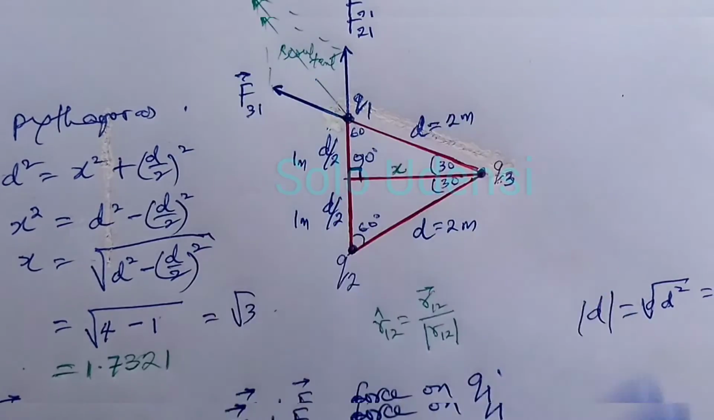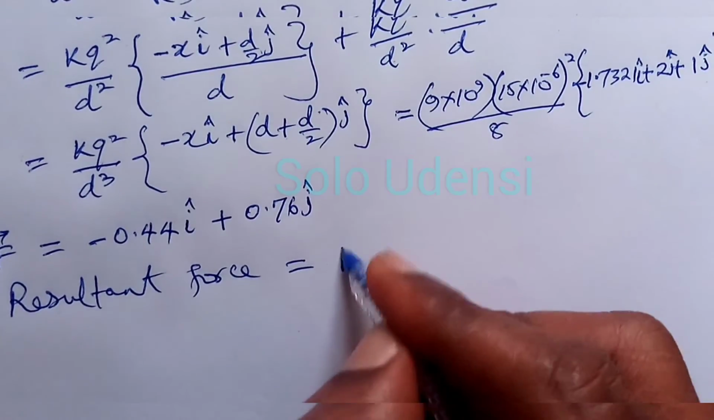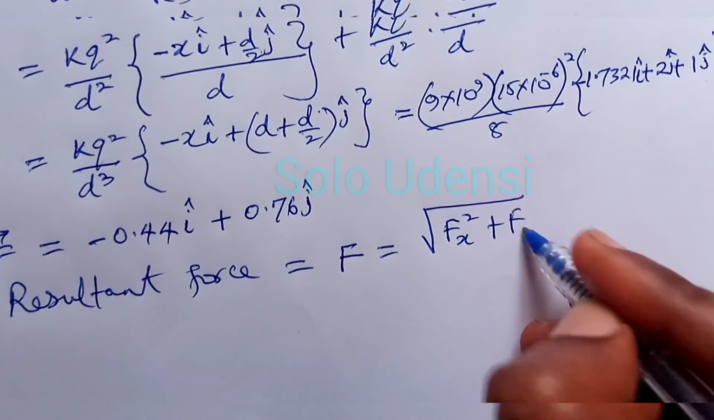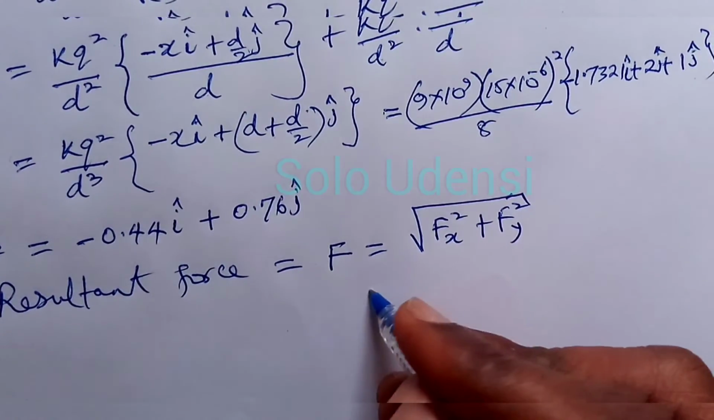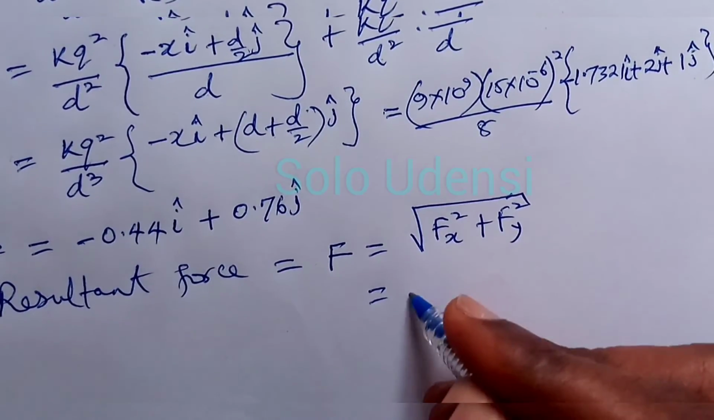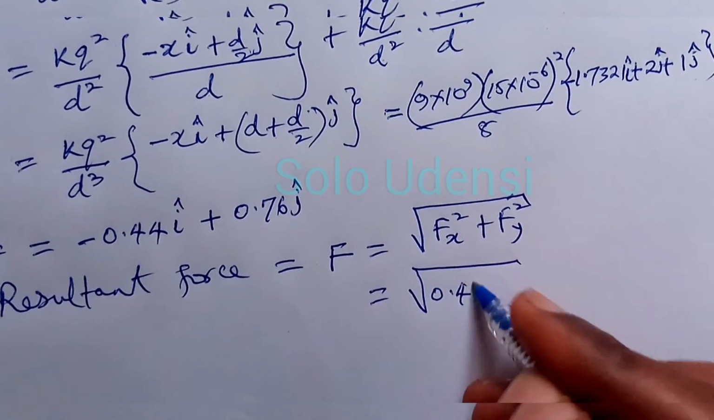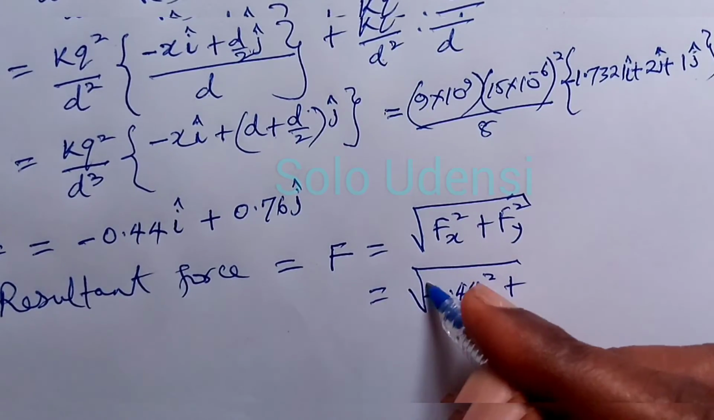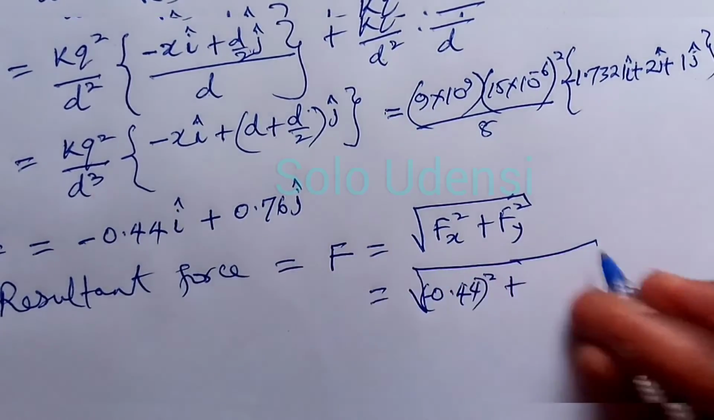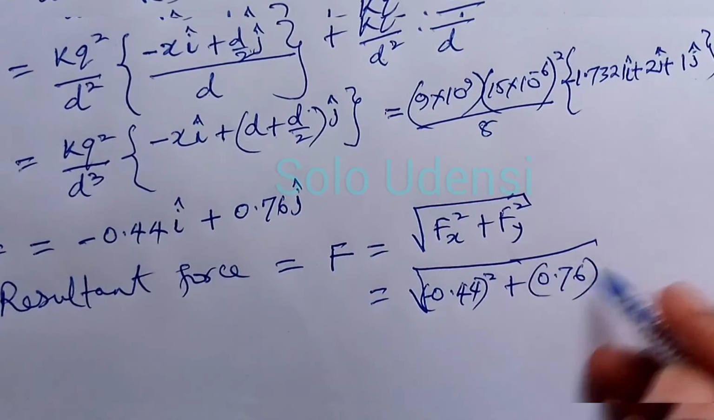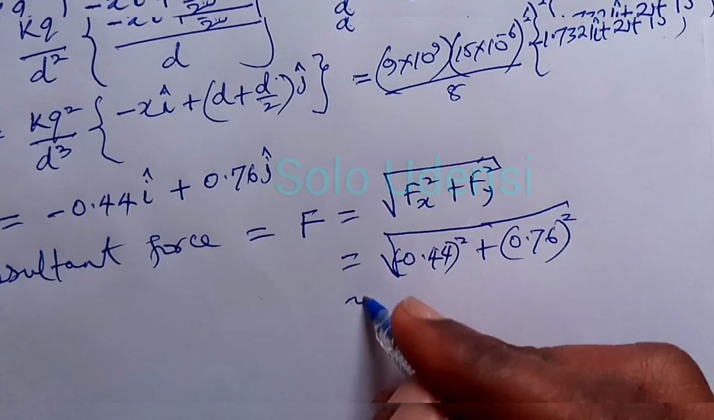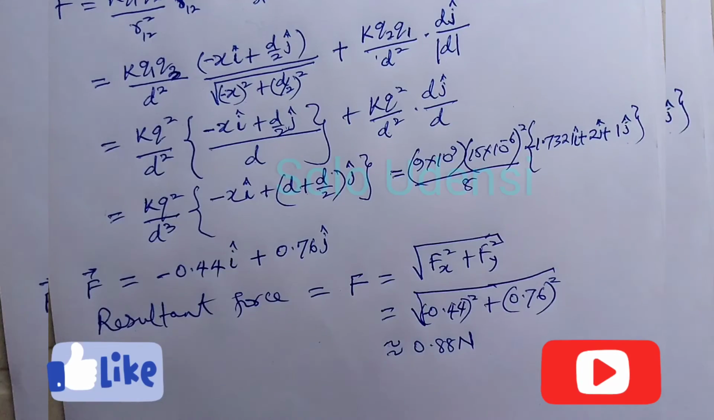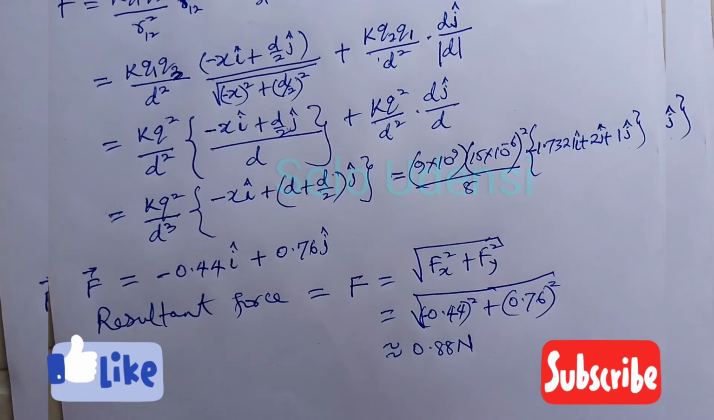If we want to find the resultant, F is equal to the square root of Fx squared plus Fy squared, and it will give us the square root of 0.44 squared plus 0.76 squared, which is approximately 0.88 Newton. So that is how to do this type of problem.